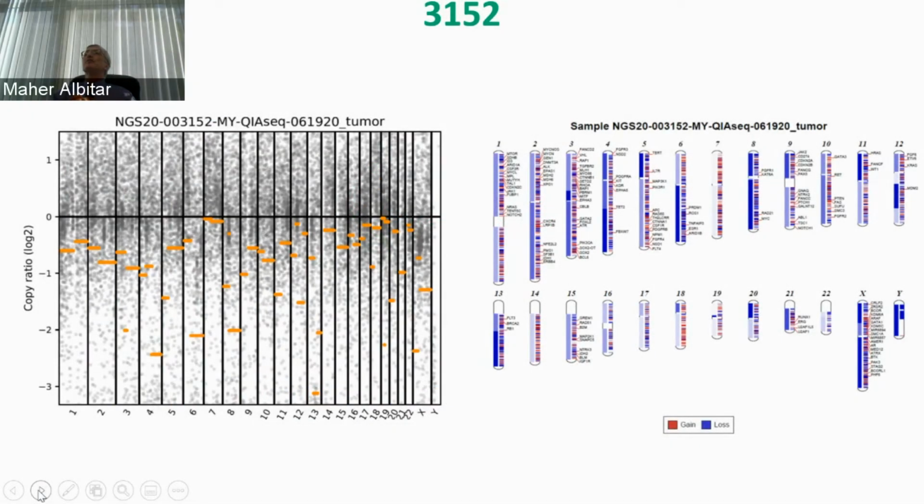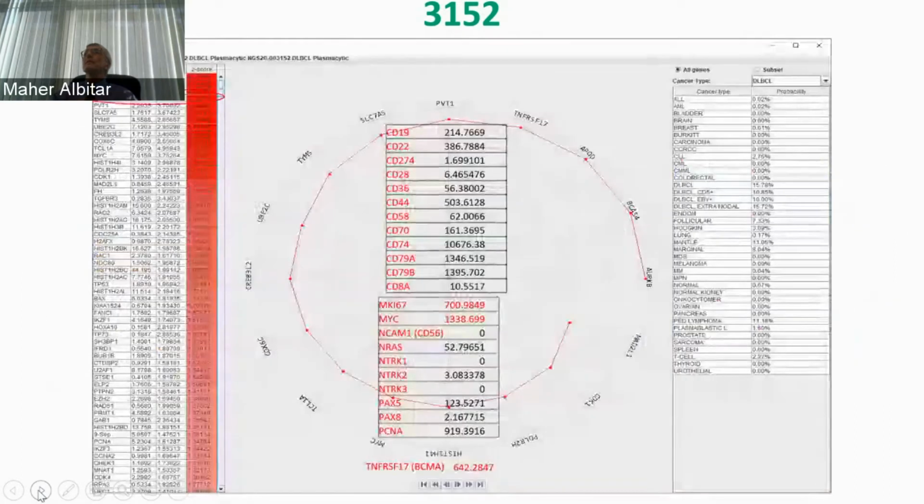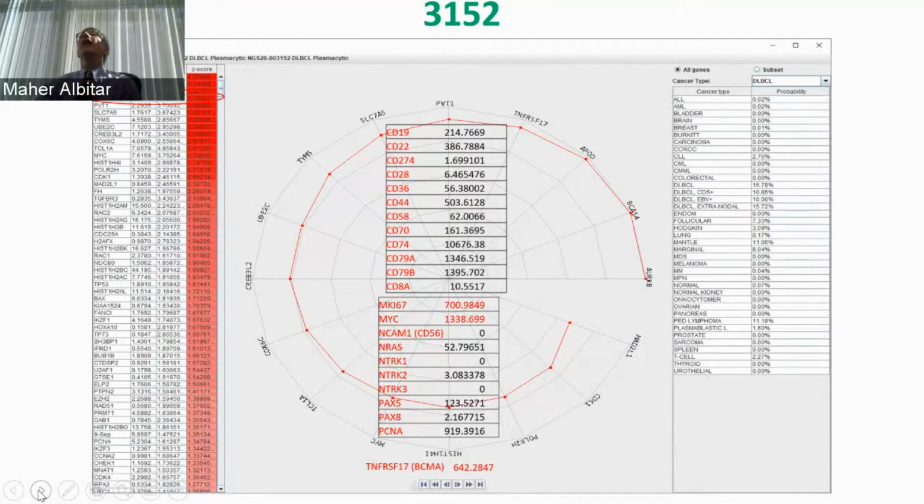So the first case, as you can really see here, has numerous cytogenetic abnormalities, and the majority of them are deletions. Next slide. When we look at this particular case, our computer algorithm diagnosed it as diffuse large B-cell lymphoma.